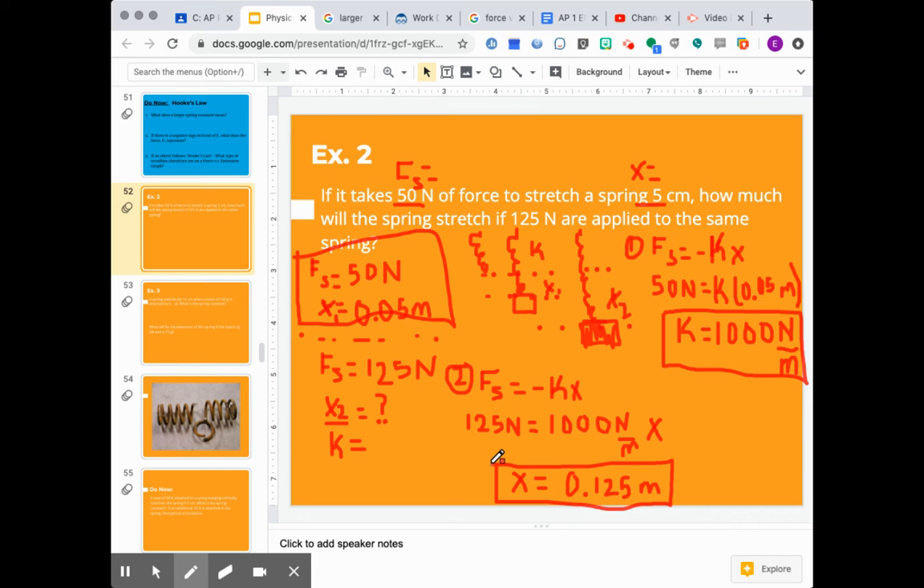Okay, so that's related to our do now question from 1. When K is larger, it requires more force to stretch the spring.